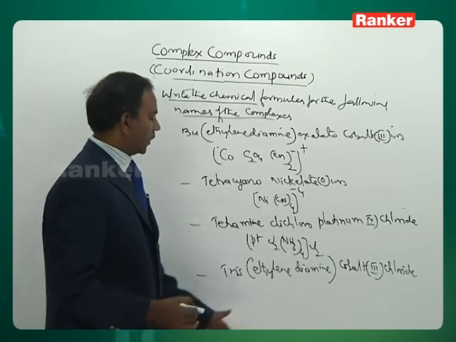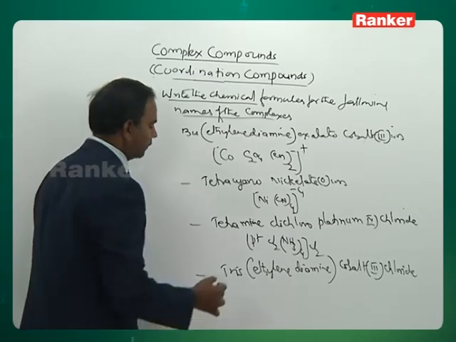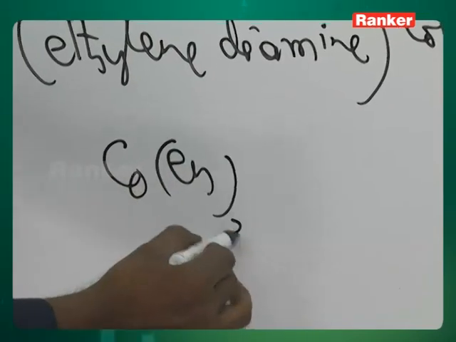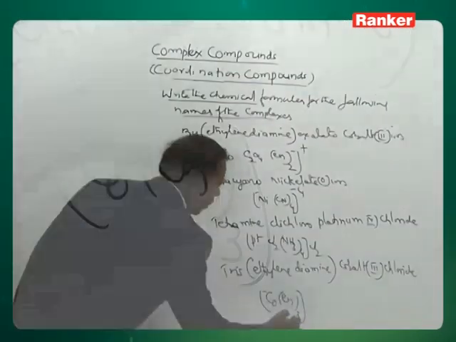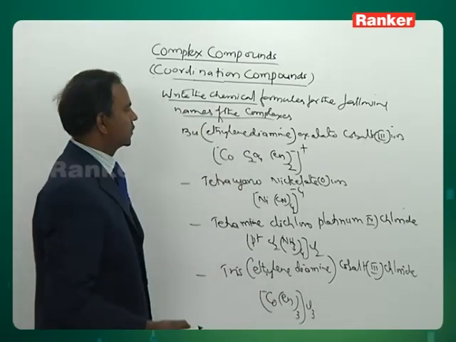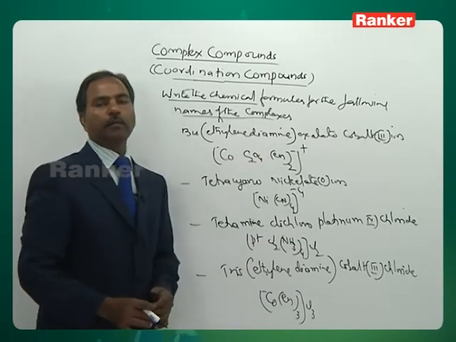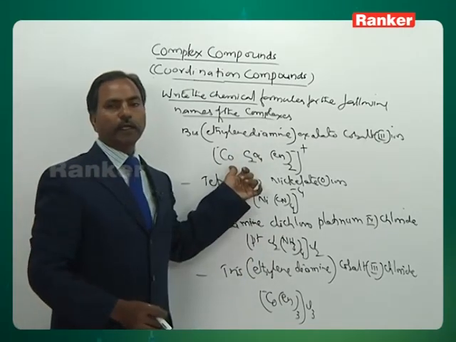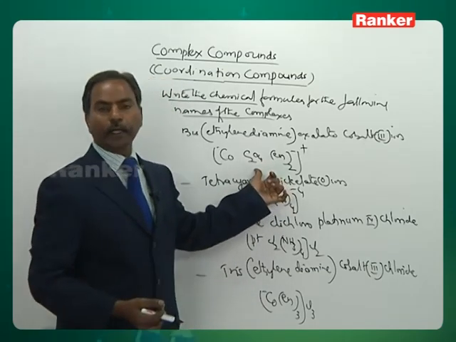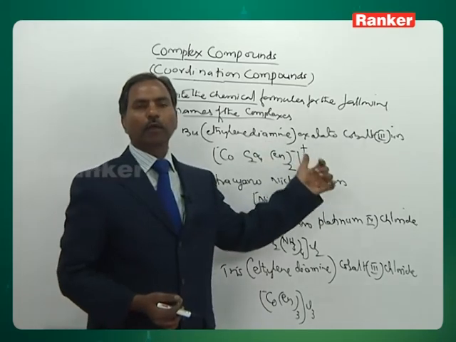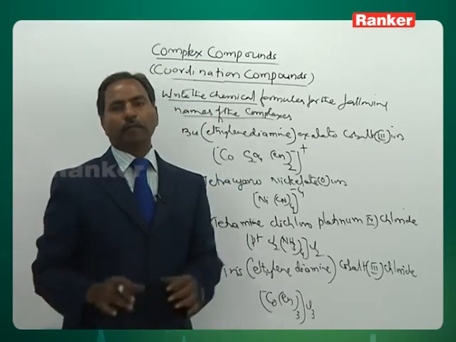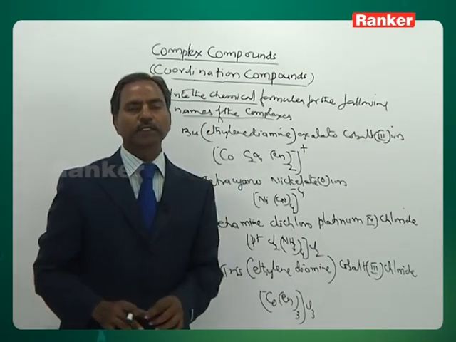Coming to the next one, tris ethylenediamine cobalt 3 chloride. First you write cobalt, then tris ethylenediamine. Cobalt 3 chloride is said, so cobalt should be plus 3 and 3 chlorides outside. Like this, whenever the name of the complex is given, first you write the metal, next negative ligands, following alphabetical order. If more than one negative ligand is there, then followed by neutral and positive ligands. This is the way to write the formula of a complex when the name of a complex is given.